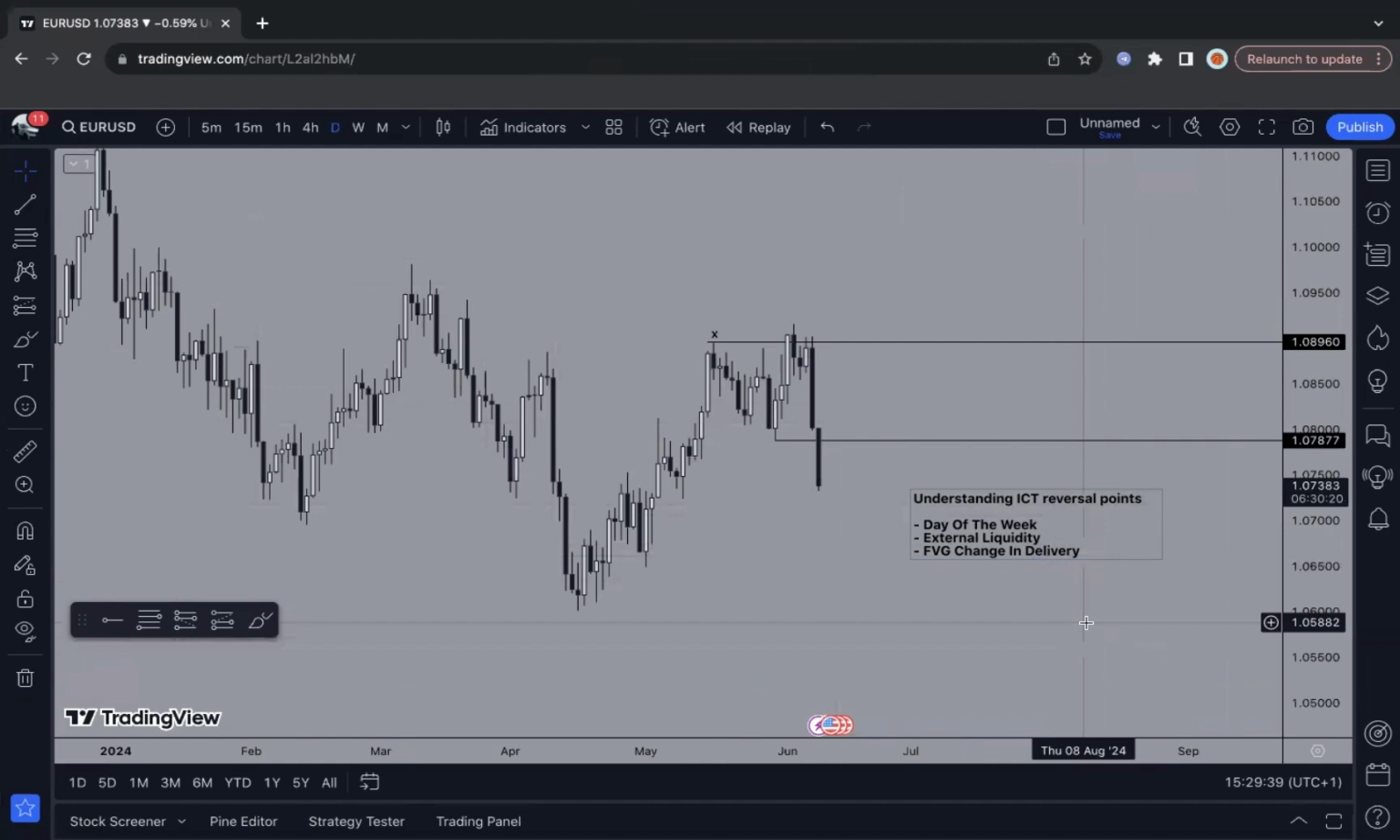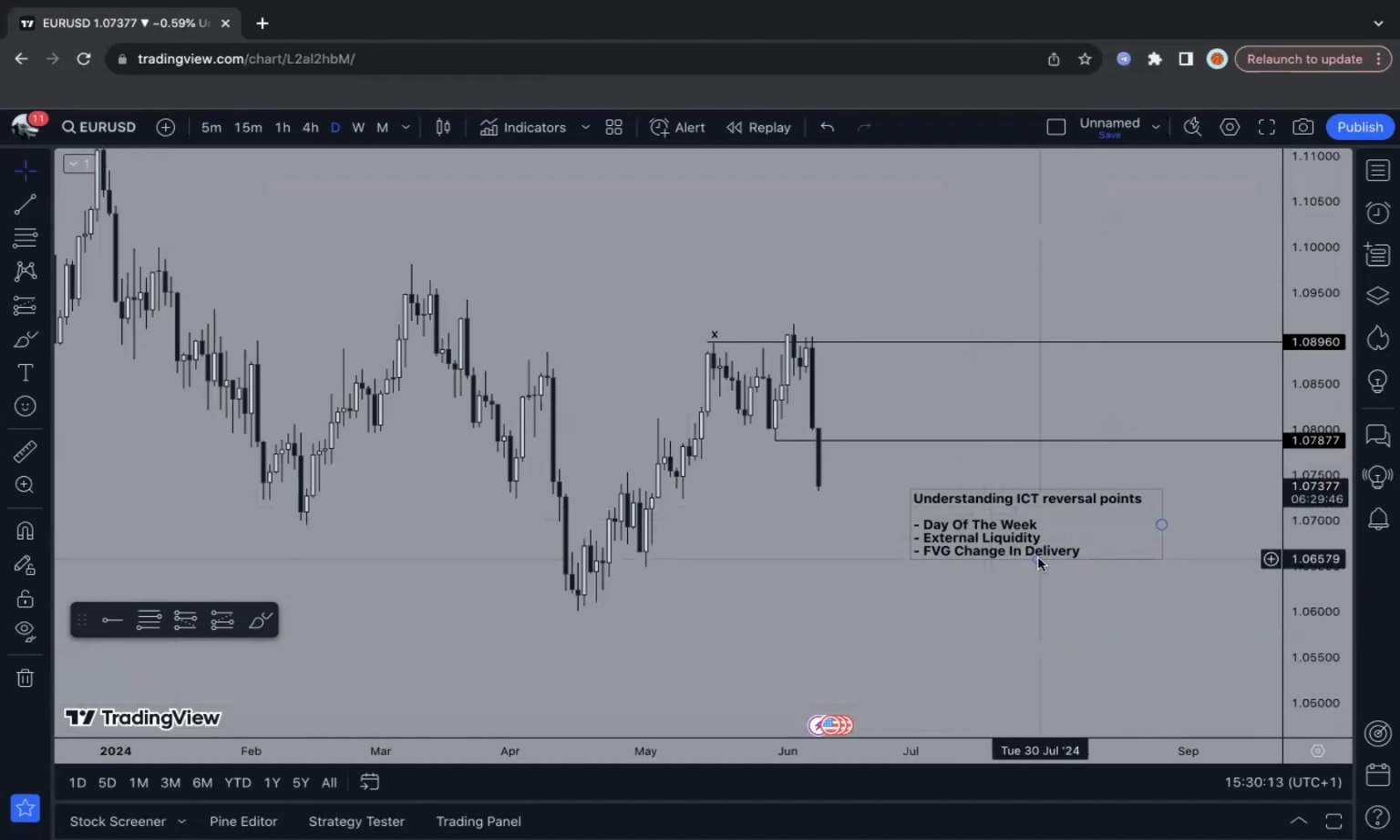So in today's video, we're going to be jumping into the charts and having a look at understanding where we can find reversal points within the market. There's three key things that we need to consider when we're looking at catching reversal moves, so backside moves within a trading market. So we're going to start on Euro USD.